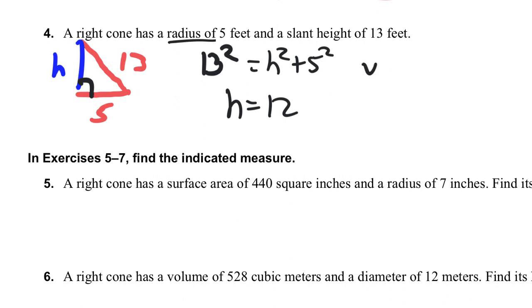So the volume is going to be 1/3 times the radius squared, which will be 5, times pi, times the height, which is 12. And then you can put that in the calculator.